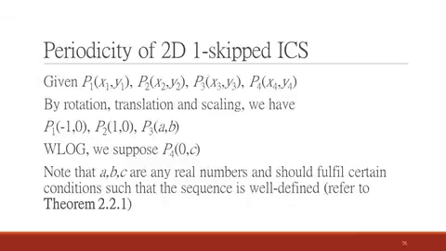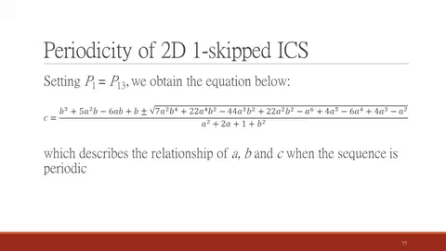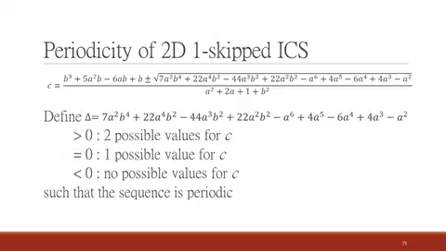And here if we are given 4 arbitrary points as the initial condition, without loss of generality, we can also express them in terms of A, B, and C. And by setting P1 equals P13, we obtain this equation, which describes the relationship between A, B, and C when the sequence is periodic. And here we define delta as the expression in the square root component. And only when delta is greater than or equal to 0, there are possible values for C such that the sequence is periodic.